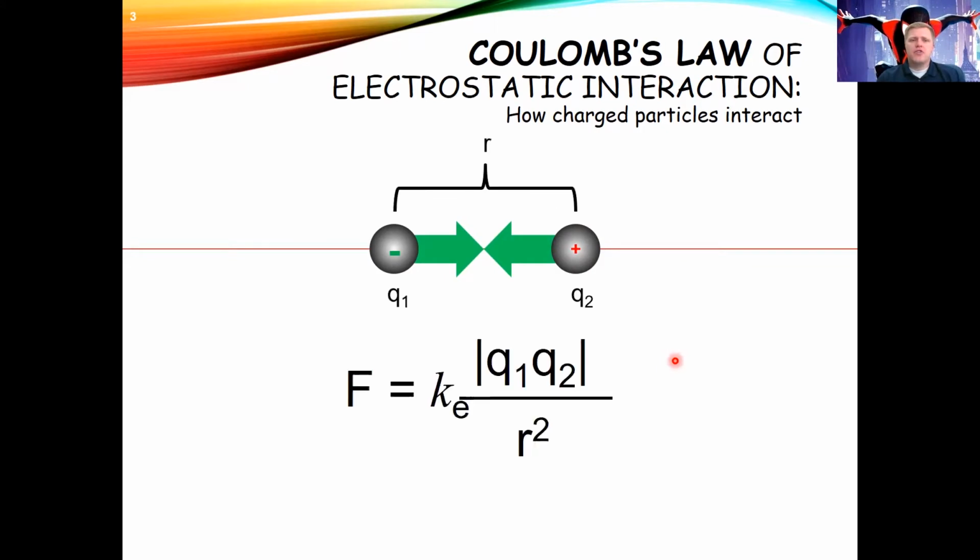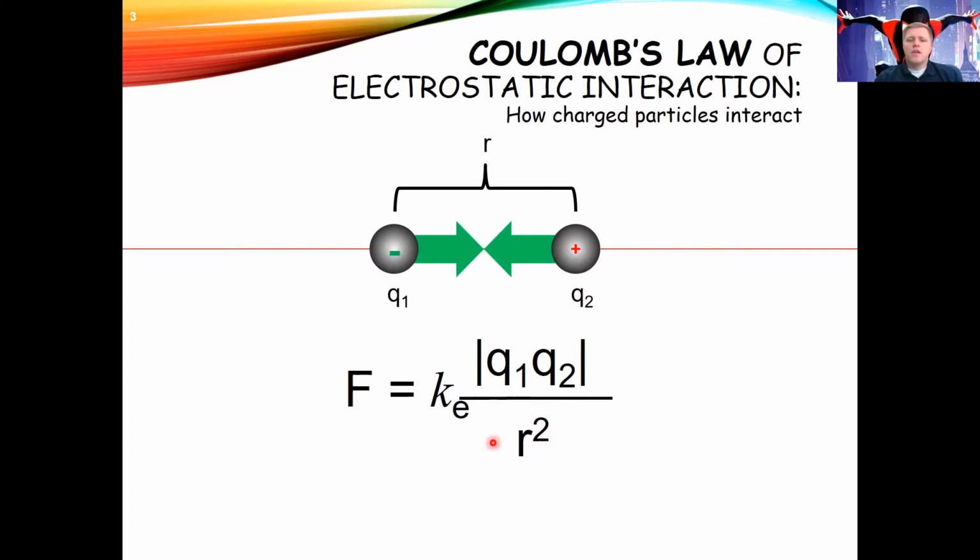The force of that attraction or repulsion is described by this equation, where F is the force, Ke is a constant that's just been measured, Q1 is the charge on particle 1, Q2 is the charge on particle 2, and R down here is the distance between the two charged particles. So if you double the charge on one of the particles, you'll double the force. If you double the distance between them, then this will increase by a factor of 4, because that's 2 squared, right?